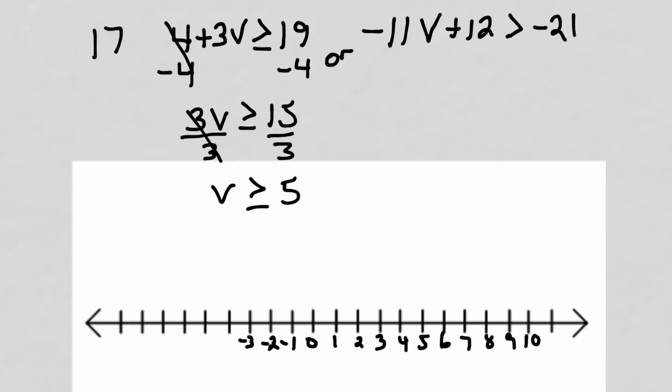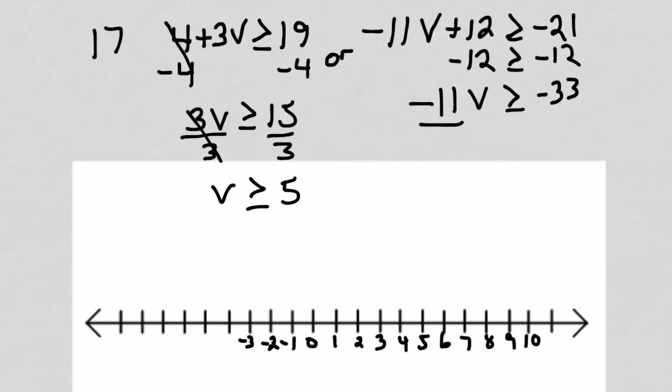On the right side, this one should go pretty quick. 11v plus 12 is greater than negative 21. I want to subtract 12 from both sides. I'm left with minus 33 on the right and 11v on the left. Now I've got negative 11 times v is greater than negative 33. To get it by itself, I'm going to divide both sides by negative 11. The negative 11s cancel out. I'm left with v. The sign changes directions. Negative 33 divided by negative 11 is going to give you 3.